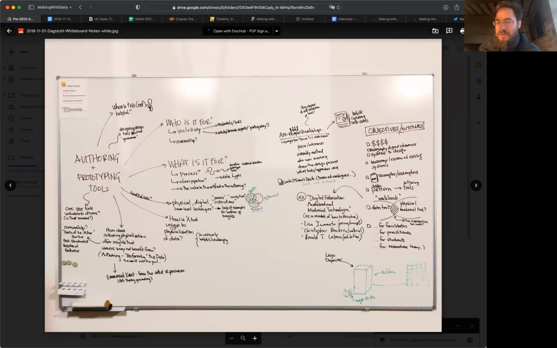I think Dagstuhl was organized by Yvonne Jensen, Pierre Dragicevic, Jason Alexander, and Peter Eisenberg, and we ended up being a group. One of the questions we were looking at was authoring and prototyping tools. I think this is one of the first whiteboards that we made for discussing the book. And because it was a data physicalization Dagstuhl, I wanted to physicalize the data from dataphys.org.